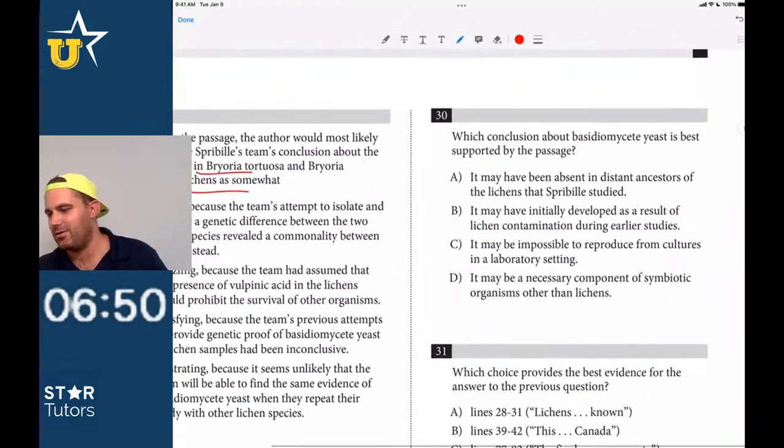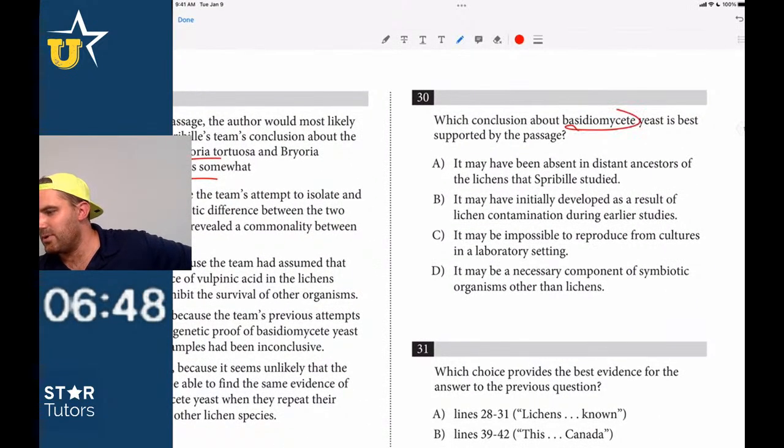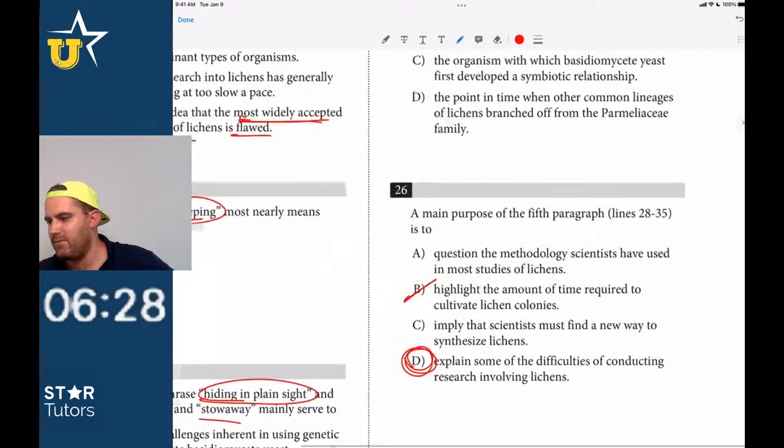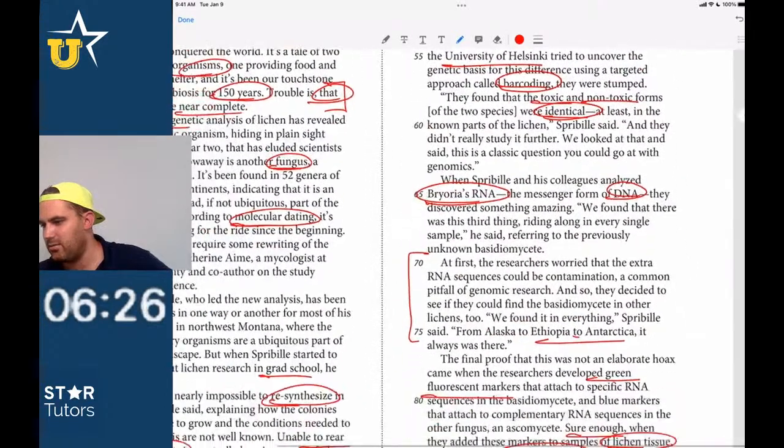That one's really hard. Which conclusion about this yeast is best supported? The yeast was the third fungus. It may have been absent in distant ancestors. Maybe. It may have initially developed as a result of, like, no, it's not contamination. Maybe impossible to reproduce from cultures in a laboratory setting. I don't think so, because it was rated maybe necessary from lichens. I think it's A, and I think that we could maybe find both of these at the end here.